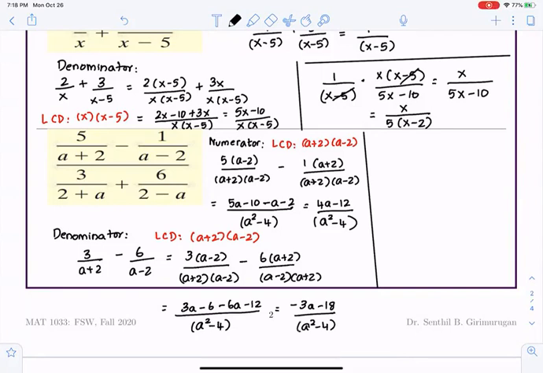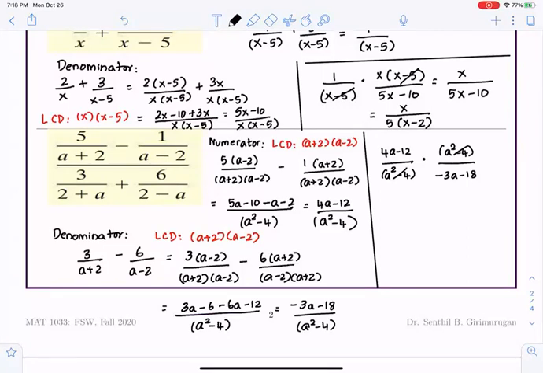Now that we have the numerator and the denominator, we simply flip and multiply. So 4a minus 12 divided by a squared minus 4. Flip, we have a squared minus 4 divided by negative 3a, negative 18. The a squared minus 4 will get cancelled.